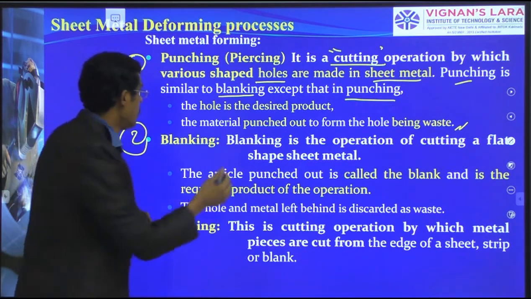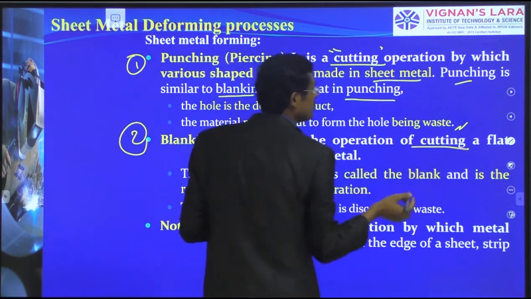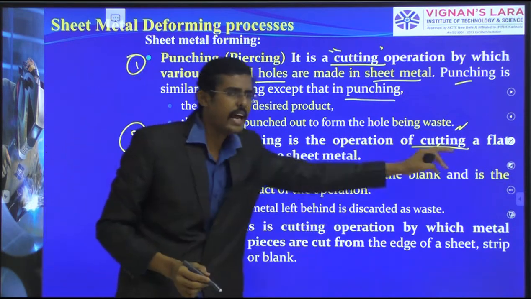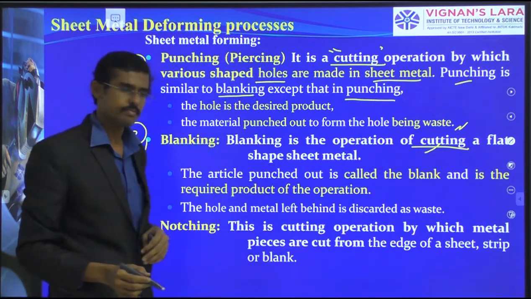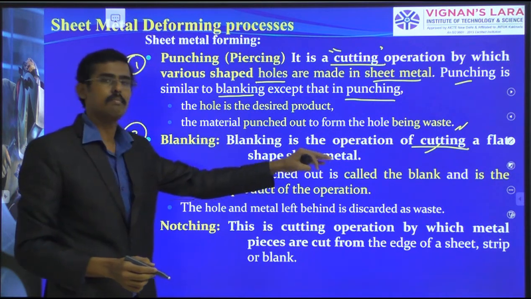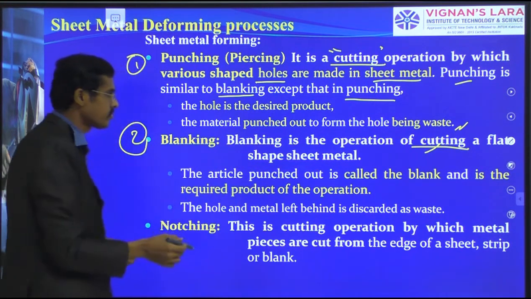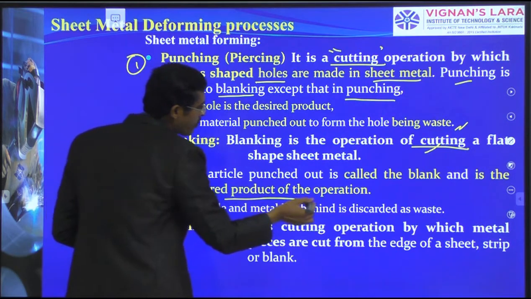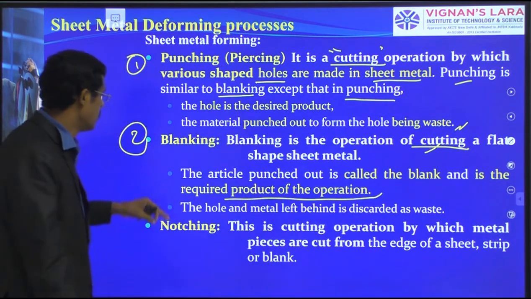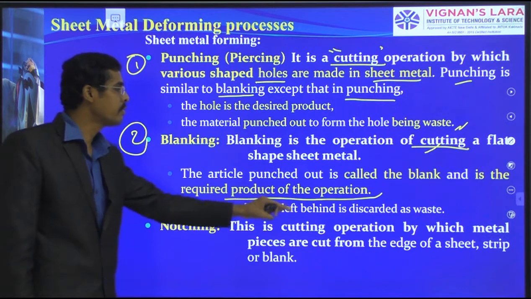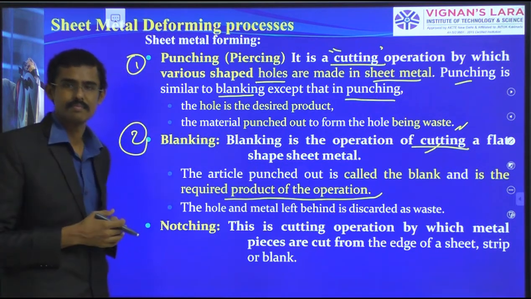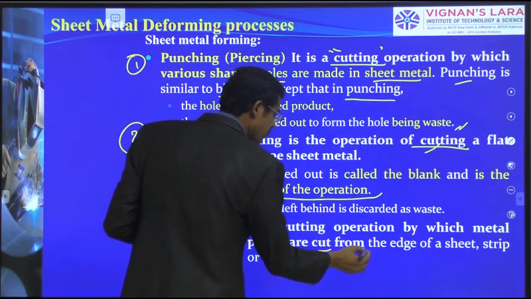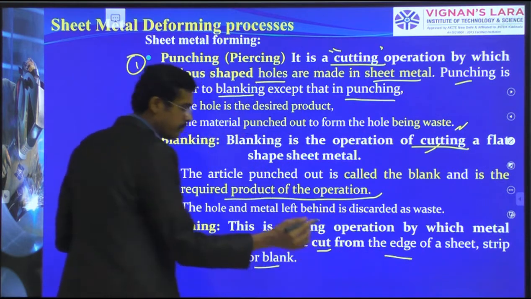Blanking. Blanking is a cutting operation. As with punching and piercing, this is also a cutting method, a shearing method. From a flat sheet metal, the article punched out is called a blank. We will see the image in the next slide. It is the required product of the operation. The hole and the metal left behind, the discard, is a waste product. Notching is a cutting operation by which material pieces are cut from the edge of the sheet to the strip and the blanks.